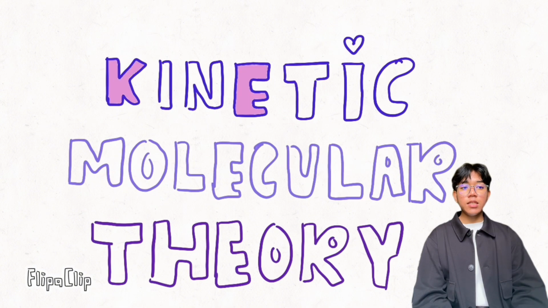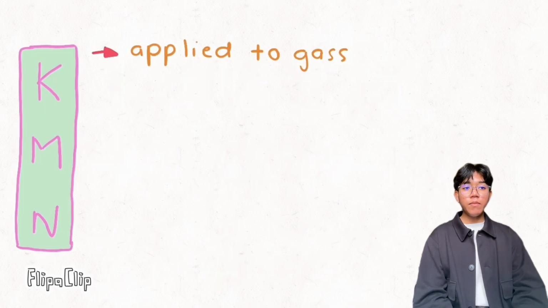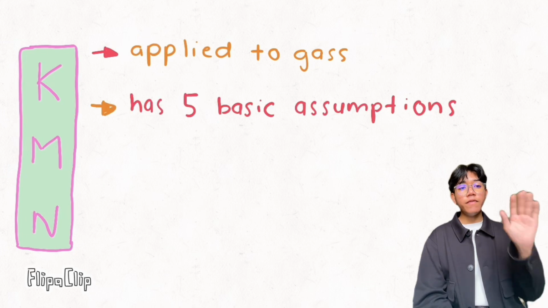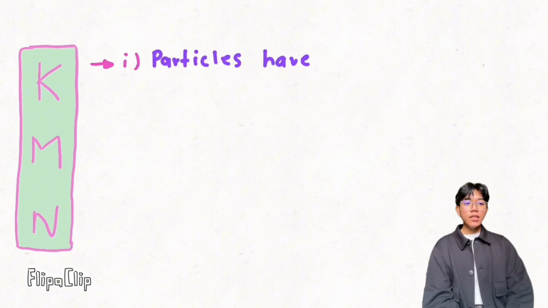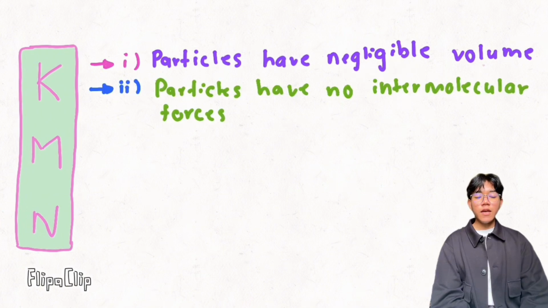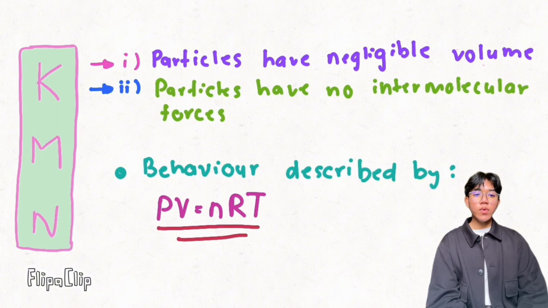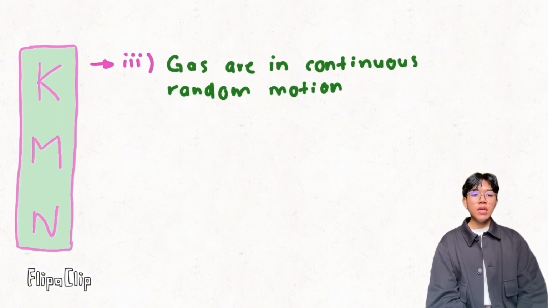So the first one is the kinetic molecular theory. Kinetic molecular theory is applied to gas and it has 5 basic assumptions. The first one is that particles have negligible volume. Secondly, particles have no intermolecular forces. Behavior is described by PV equals nRT. The third one is gases are in continuous random motion. This means that the gas never stops.